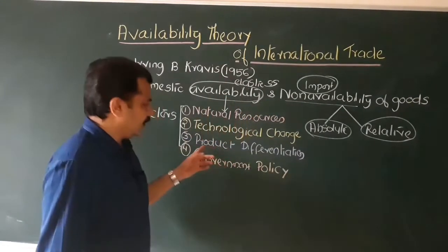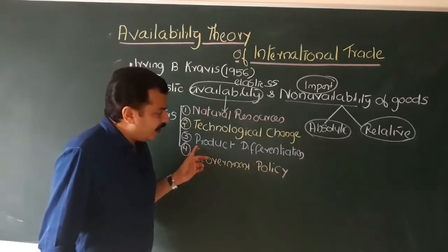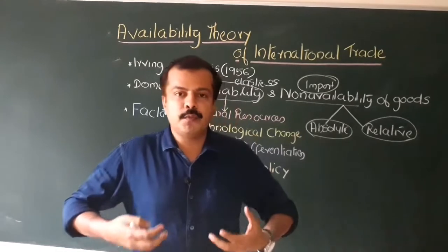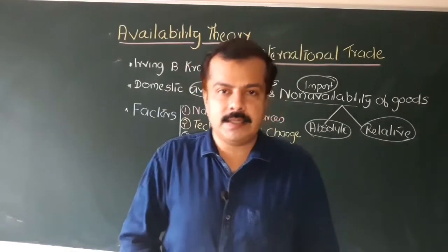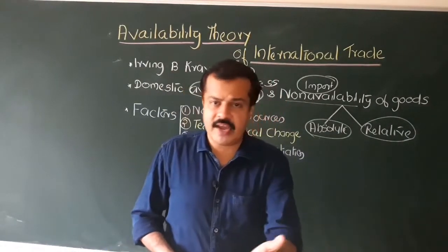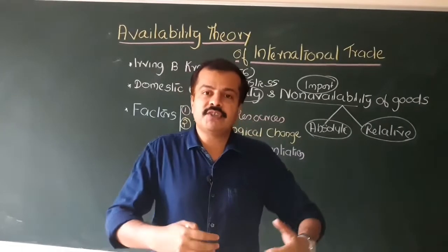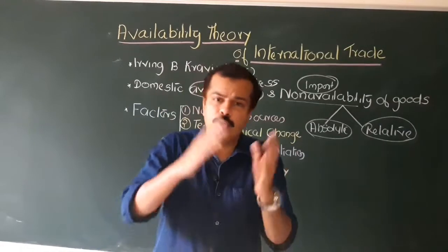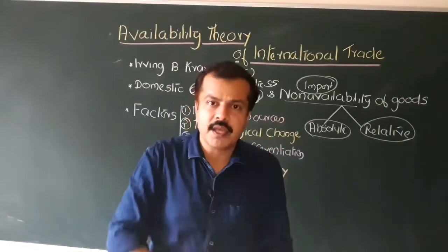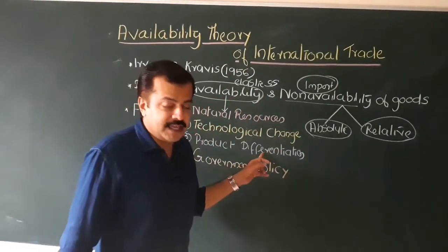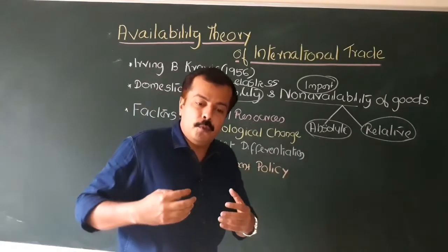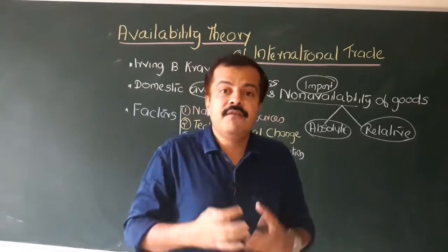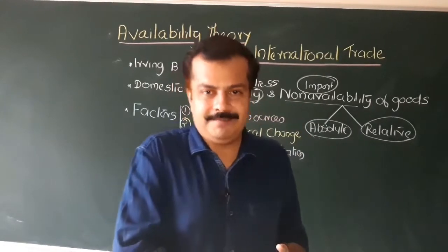Now Kravis pointed out that when there is product differentiation, producers will bring out new varieties of the product. Either it is real or fancy, we are not very sure, but still they will try to bring out new products, embodying maybe new technology, new packaging, new systems. Whenever there is product differentiation, those who bring out new varieties of the same product will have a temporary monopoly.